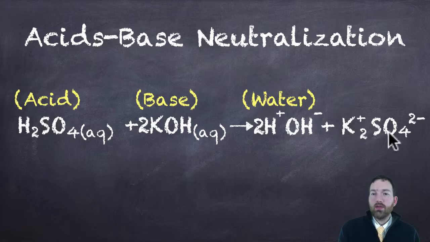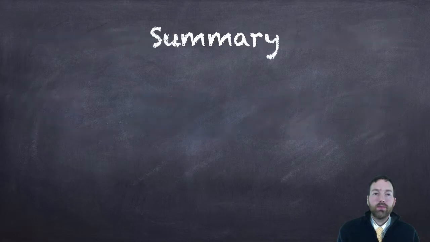And then I have K2SO4, potassium sulfate. This is a salt. This is a metal combined with a polyatomic ion acting like a nonmetal. Well, it's all nonmetals, but I have a cation and an anion, very characteristic of salts.